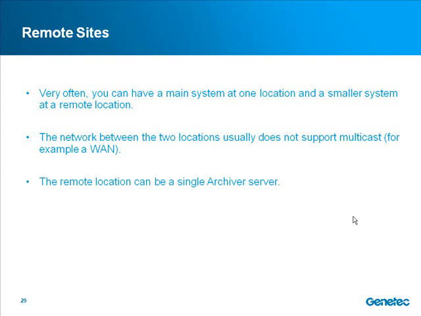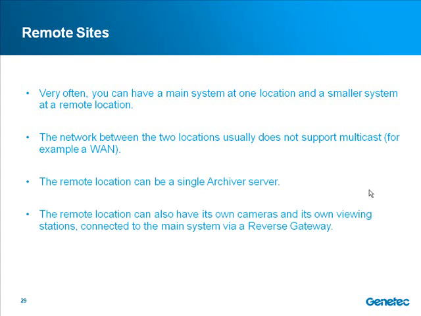A remote location can just be one single archiver server with its own cameras, or it can have its own viewing stations as well. If the remote site has local clients, it will be connected to the main location using reverse gateway, where the gateway on the remote site connects to the gateway on the main site.